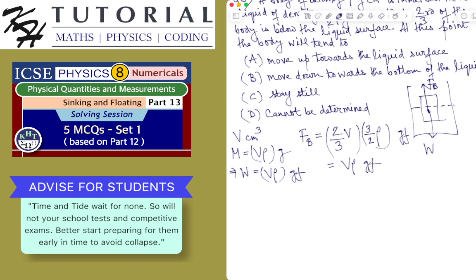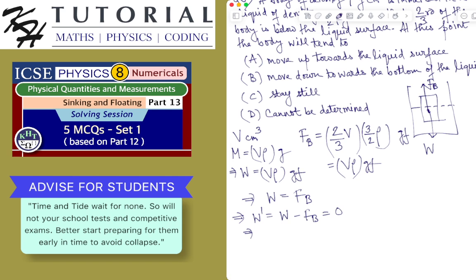Also we saw that the W is equal to V rho GF. So this implies that W is equal to FB. So we can see that the buoyant force is equal to W, that is the weight of the body in air. This implies that W dash, which is W minus FB, is equal to 0.